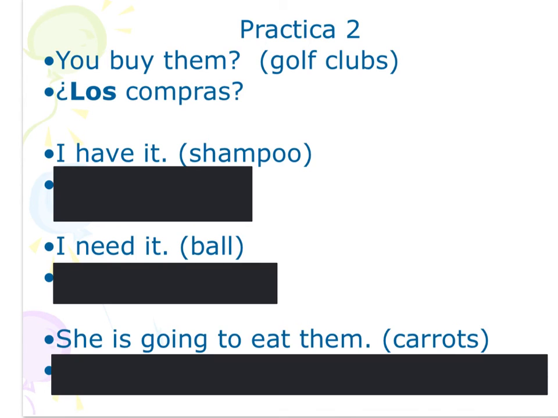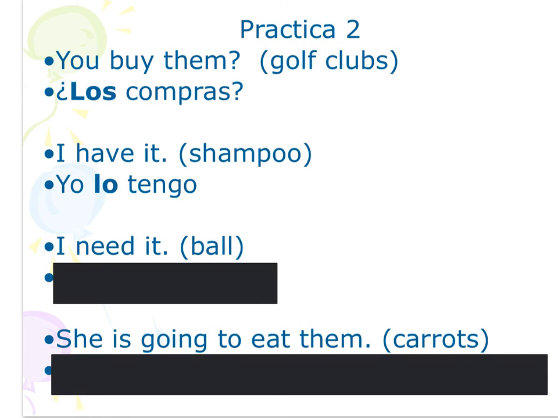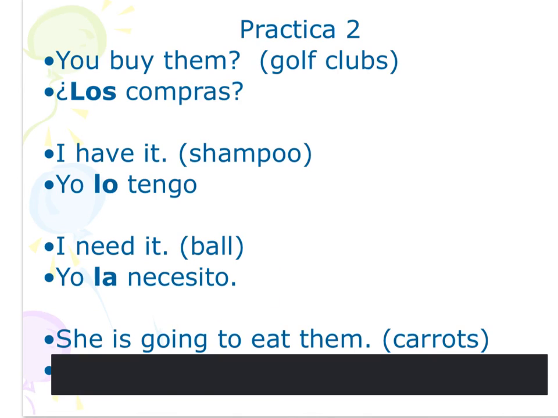Number 2, I have it, shampoo. Shampoo in Spanish is el shampoo. We know it's singular and we know it's masculine, so you should have had lo in front of your conjugated verb, and it should have been lo tengo. I need it. By it, I am talking about the ball. Ball in Spanish is la pelota, so it is feminine and it is singular. So in your sentence in front of your conjugated verb, you should have had la necesito.